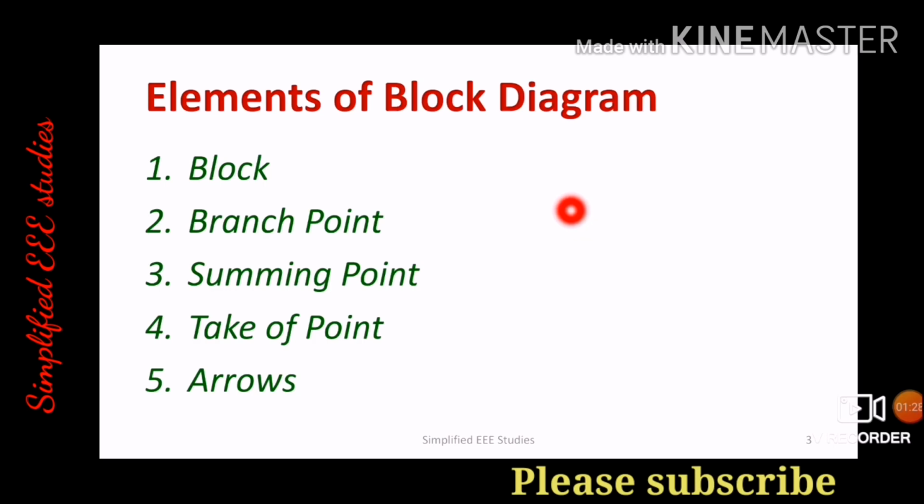Moving on to elements of block diagram, there are 5 basic elements. The first element is known as block or functional block. The second element is branch point. Third one is summing point. And fourth one is takeoff point. And finally arrows. These are the 5 basic elements of block diagram. Let us have a brief discussion individually.